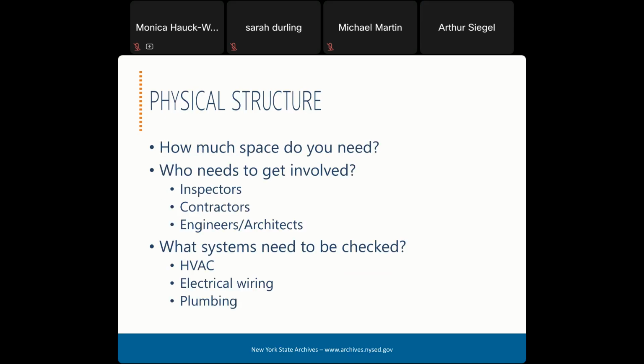So let's assume you've found a potential space to store your records. The next thing you'll need to do is check the physical structure to make sure that it's viable. You'll want to get certain people involved to help do this, such as building and fire inspectors, a general contractor, engineers, and perhaps even architects. They can all evaluate foundations, roofs, and windows, determine whether a structure is vulnerable to floods or fires, and identify the probable presence of hazardous materials, for example, asbestos, mold, or lead paint.